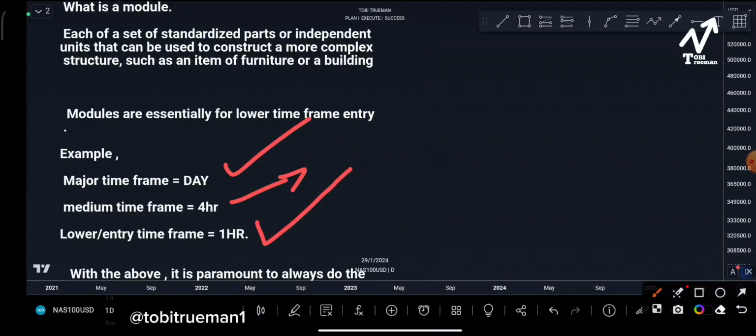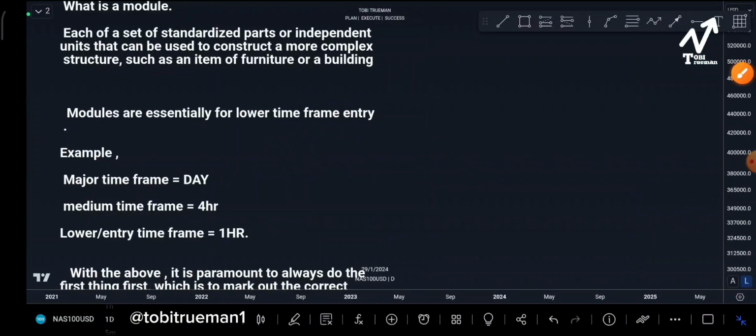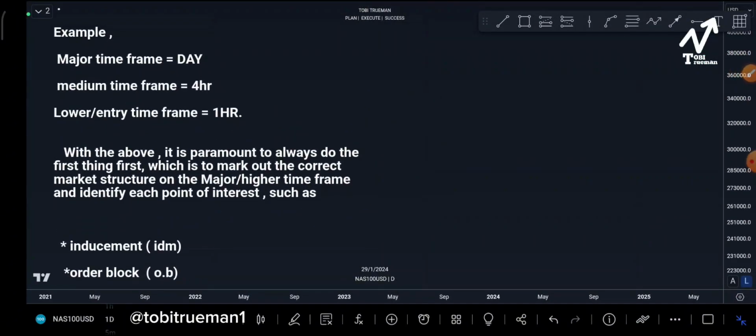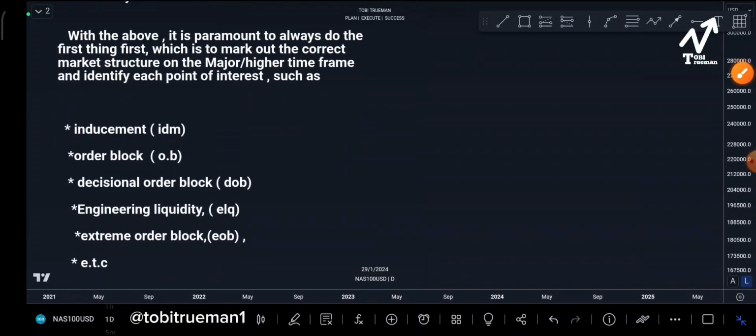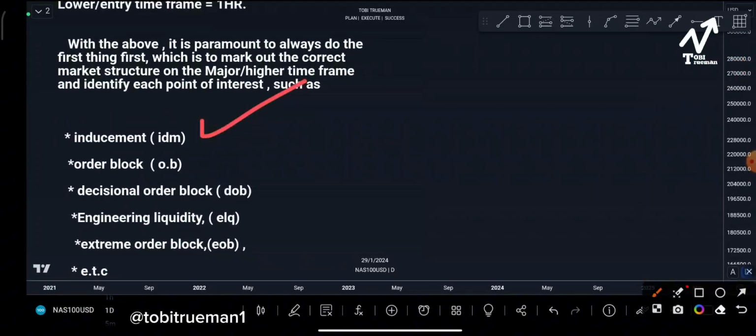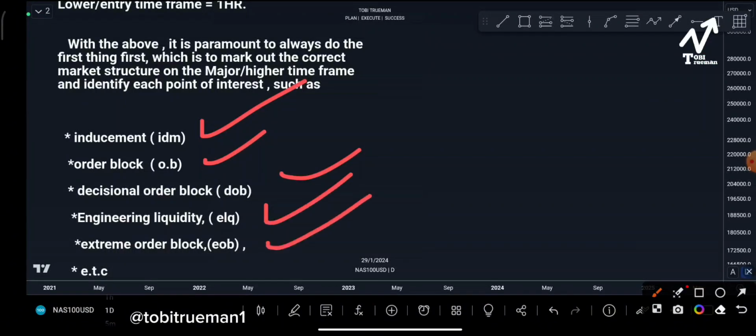Okay, let's continue. After you have marked out your market structure on your major time frame, it is paramount to always do the first thing first, which is to mark out the correct market structure on the major time frame and identify each point of interest. What are the points of interest? You can call it a POI, or price of interest, such as, as we have studied previously, inducement, order block, extreme order block, engineering liquidity, and probably any other point of interest that is interesting to you.